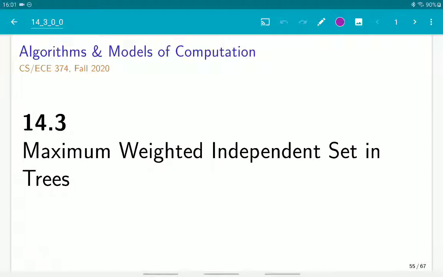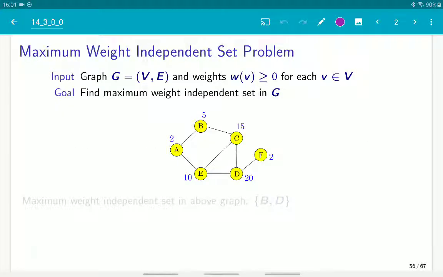Okay, so now for really something completely different. We are looking at maximum independent set. Let me remind you what the problem is. We have a graph and we have weights on the vertices, and we are looking for the independent set in this graph that has maximum weight.